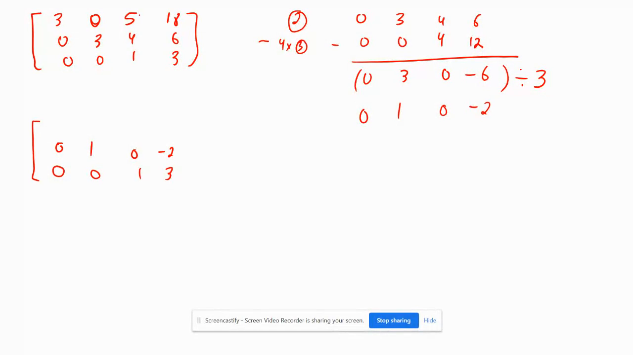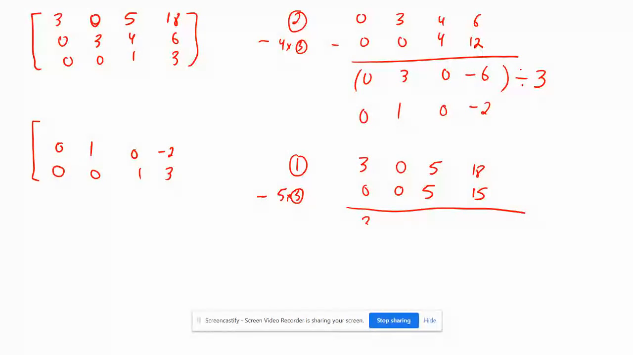Okay. Now I want to get rid of this 5 over here. To do that, I'm going to go equation number 1 minus 5 times equation 3. So we get 3 minus 0 is 3, 0, 0, 18 minus 15 is 3. Same thing, guys, I'm just going to divide this equation by 3 as well, and it gives me 1, 0, 0, 1, 1, 0, 0, 1, which is exactly what we had in our previous example here, guys, right?